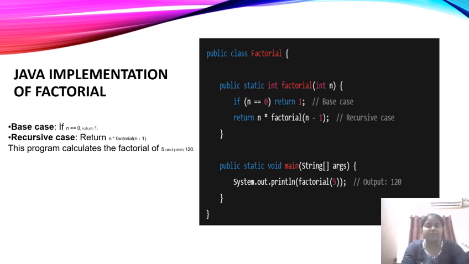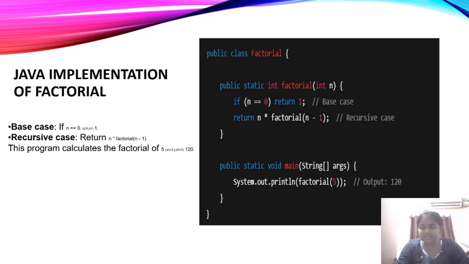So, Java implementation of factorial. Base case: if n is equal to 0, it returns 1. Recursive case: returns n times factorial of n minus 1. So this program calculates the factorial of 5 and prints 120. Factorial of 5 means 5 times 4 times 3 times 2 times 1, which is equal to 120.